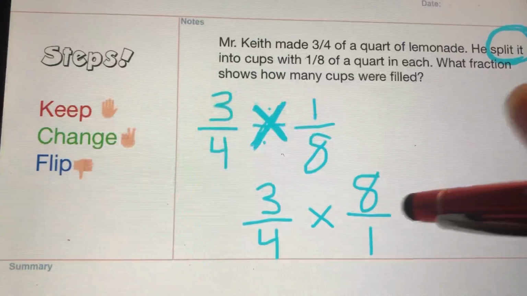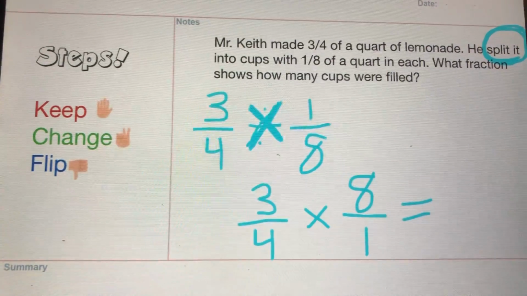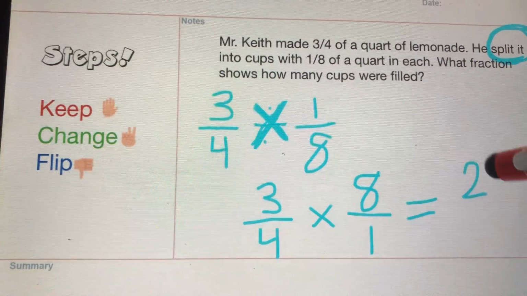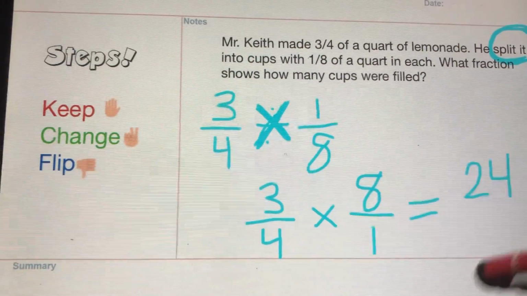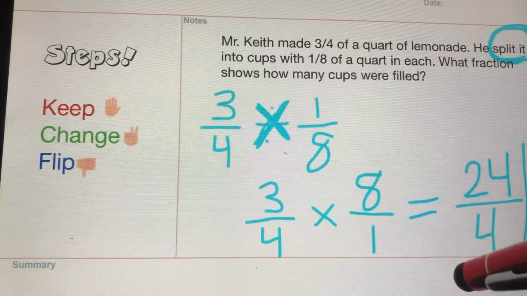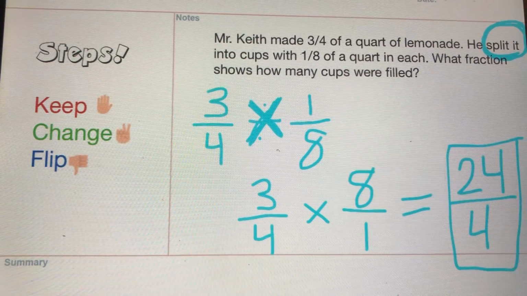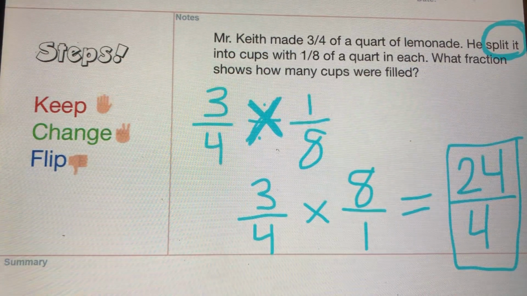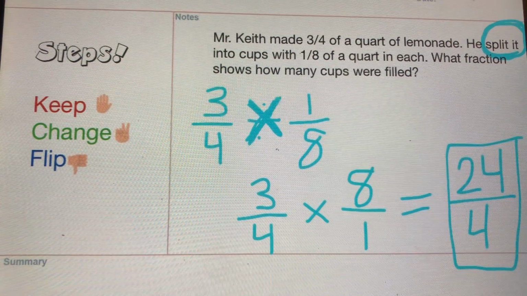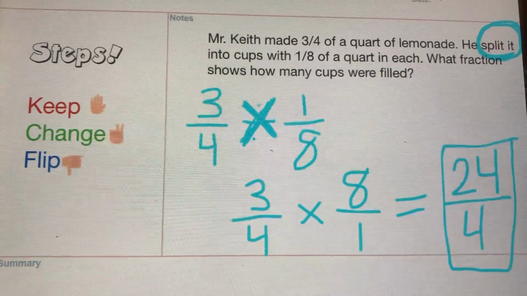Then again, all we're going to do here is multiply across. So we got 3 times 8 is 24, and 4 times 1 is 4. So this is the fraction that represents how many cups were filled. All right, thanks, Mr. Keith. I'll take some of that lemonade.